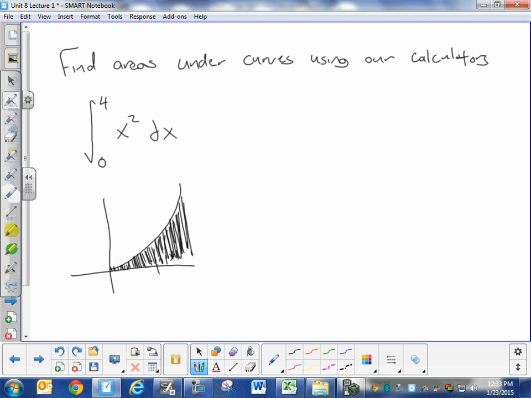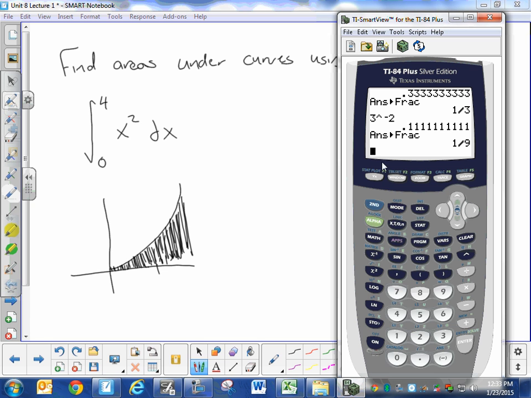Lots and lots. I don't even know what their delta x is that they use. It might be like 0.01, 0.001, but that's what they do. They just take x's, bases times heights, and they give you an answer. How do you have your calculator give you this answer?